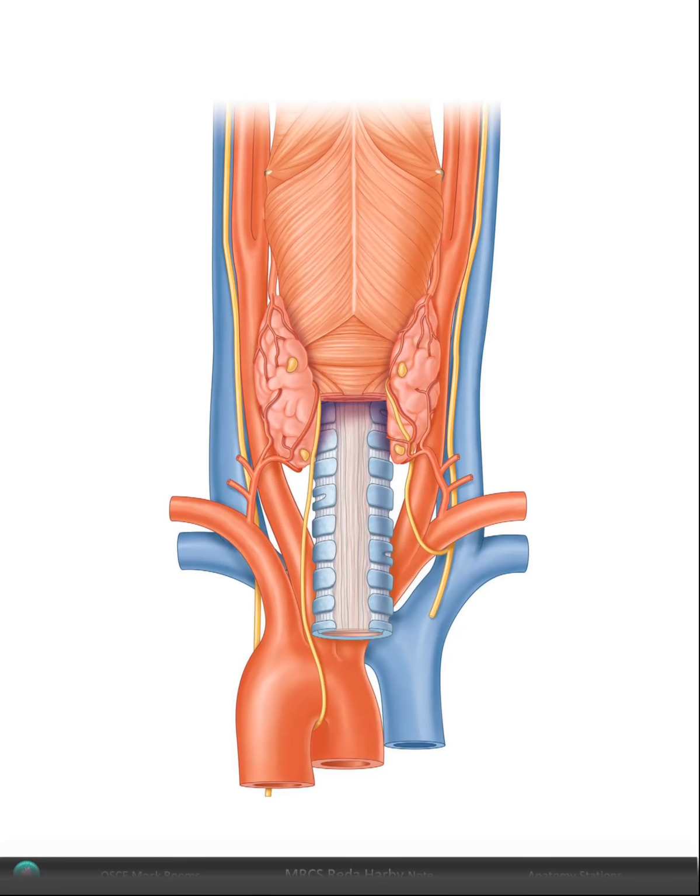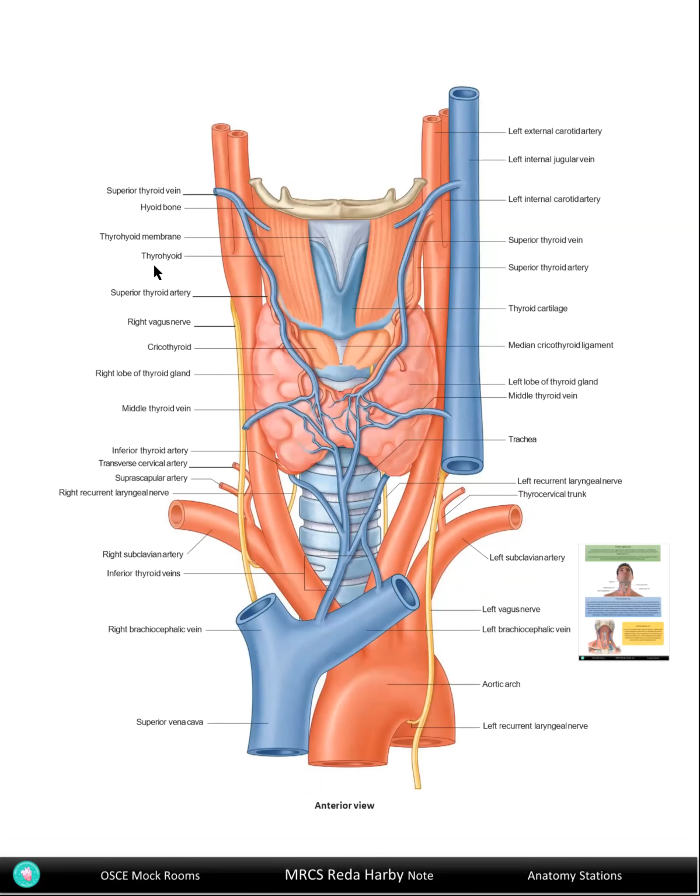So there is a middle vein, but there is no middle artery. Okay, so the superior and middle thyroid veins drain into the internal jugular vein, and the inferior thyroid vein into the brachiocephalic vein. Okay, so as you see here, this is the superior thyroid vein, and this is the middle thyroid vein. We will be here in this large internal jugular vein. Okay.